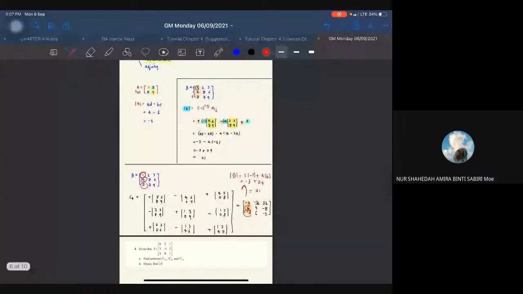Okay, so sekarang dah pukul 3:07. Ada soalan tak before kita berhenti rehat? Tak ada? Okay, so kita rehat dulu. Saya bagi awak dalam 5 minit, okey? Okay, so rehat dulu 5 minit.